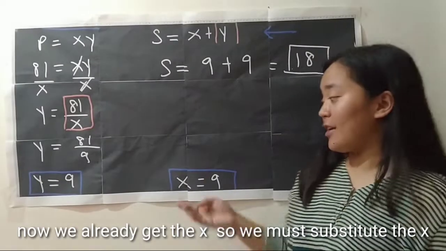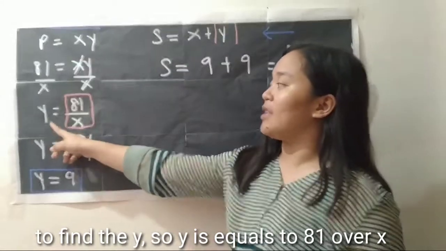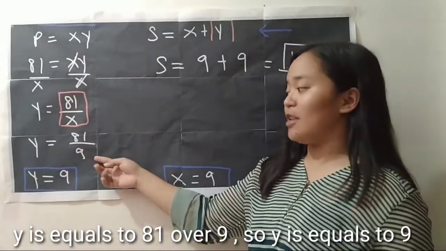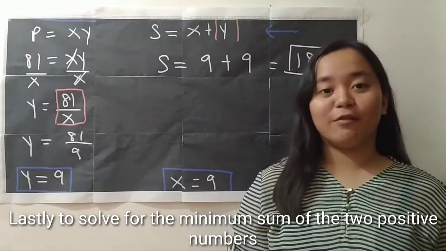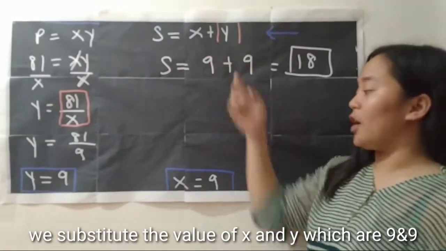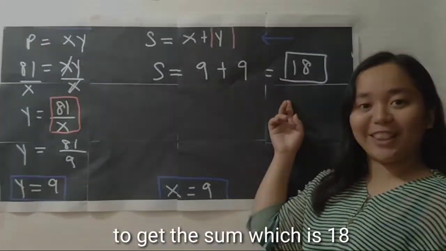We already got the x, so we must substitute the x to find the y. So y is equal to 81 over x, and y is equal to 81 over 9. So y is equal to 9. For the minimum sum of two positive numbers, we substitute the x and the y, which are 9 and 9, to get the sum, which is 18.